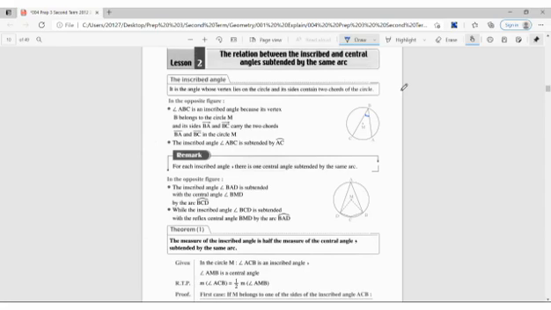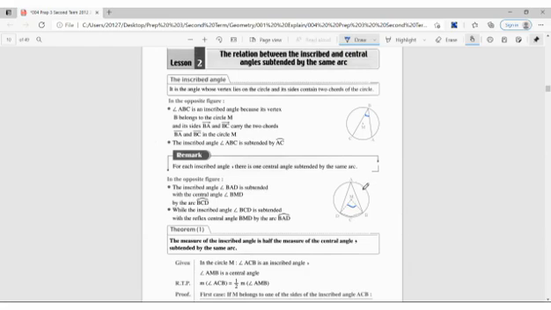Okay, what is the central angle? The central angle is the same angle, but the point of vertex is not on the circle. It's inside the circle, but not inside the circle in any place. No, it's in the center. So here, BMD is the central angle.